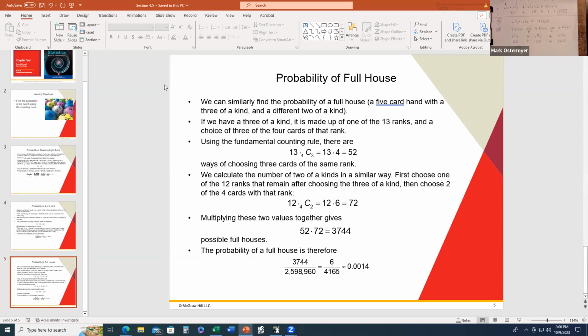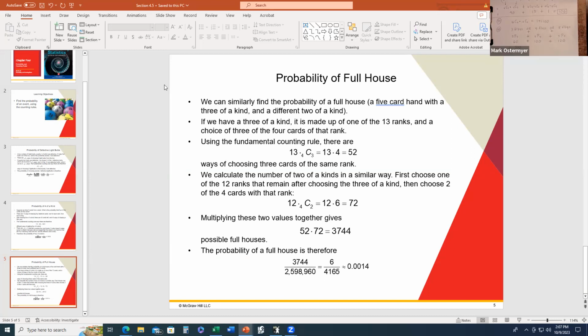All right, probability of drawing a full house. Cards again. We can similarly find the probability of a full house. What is a full house? I mean, if we don't even know what a full house is, this thing's dead on arrival. What's a full house? Well, it's a 5-card hand. That means we draw 5 cards from a deck with 3 of a kind and a different 2 of a kind. 3 of a kind and 2 different of a kind.